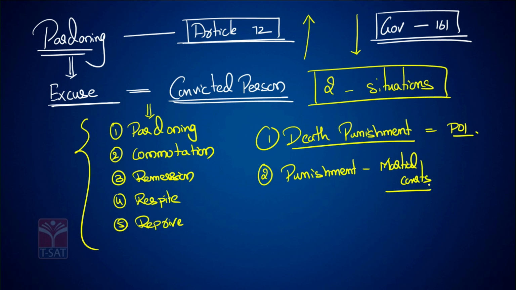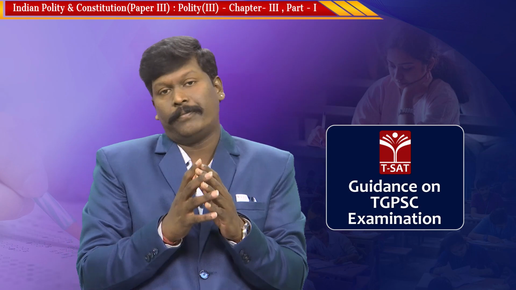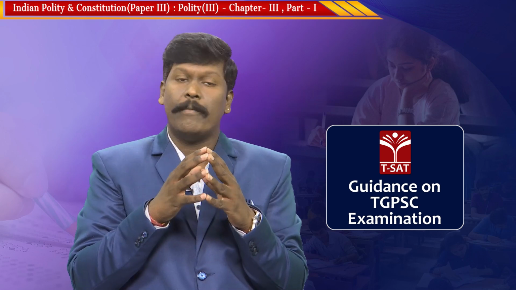Punishments given by martial courts can only be pardoned by the President of India. The Governor cannot pardon these two types of punishments. This is also very, very important.